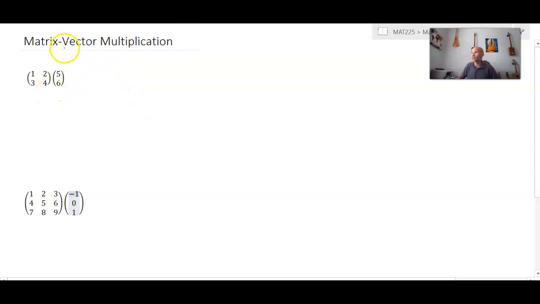Now, by the way, a vector in its own right is also a matrix, though the reason we call it a vector is because it has one column. All right, it's 2 by 1. So the way that matrix vector multiplication is defined is as follows.